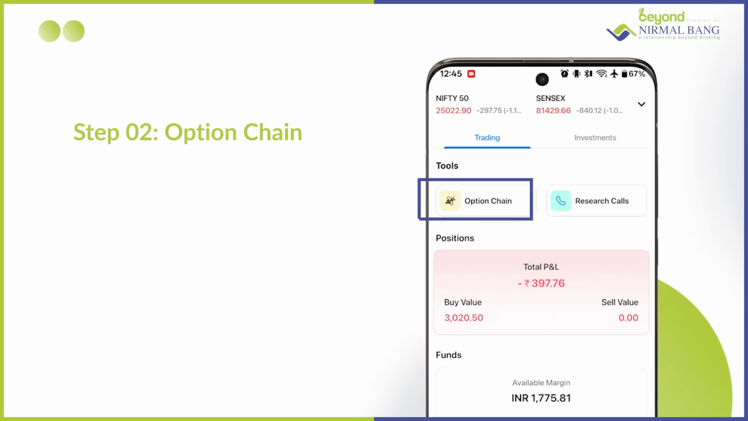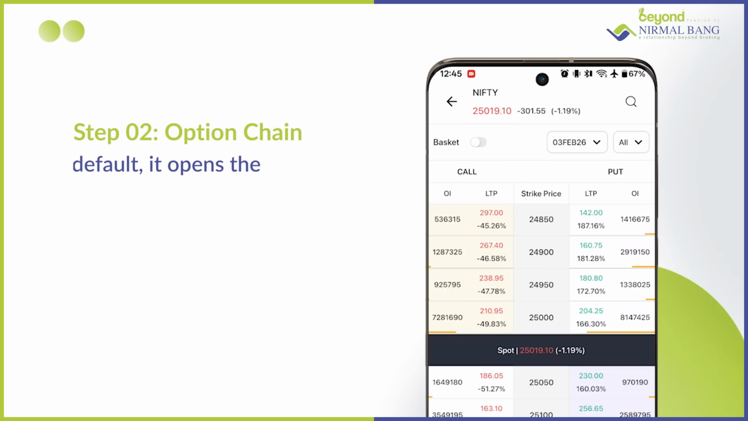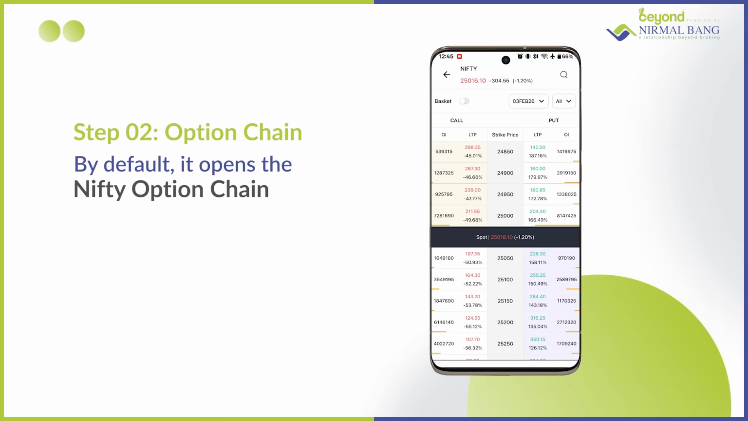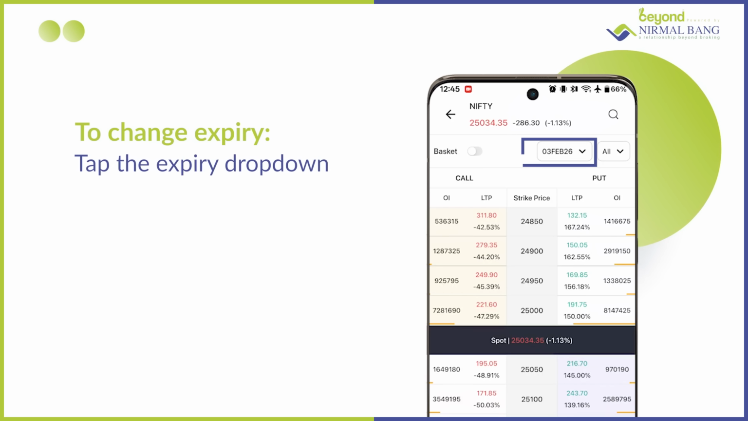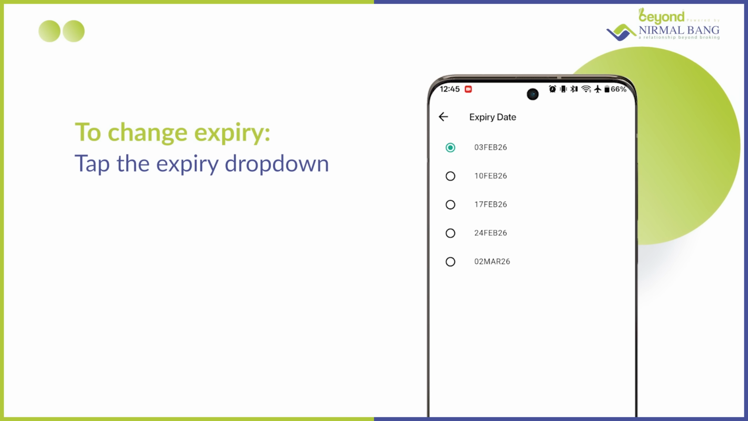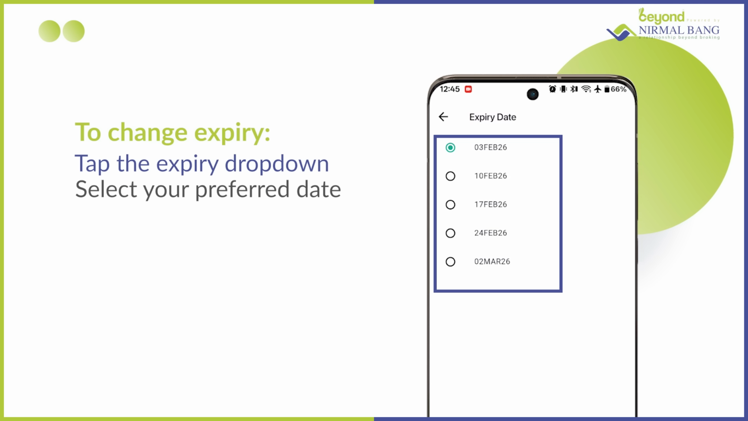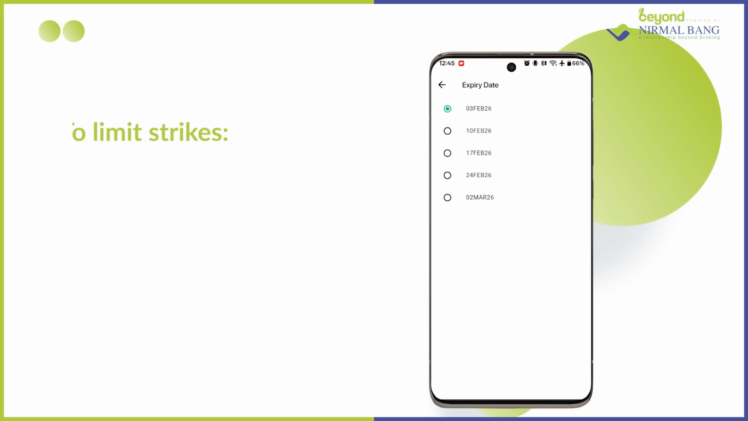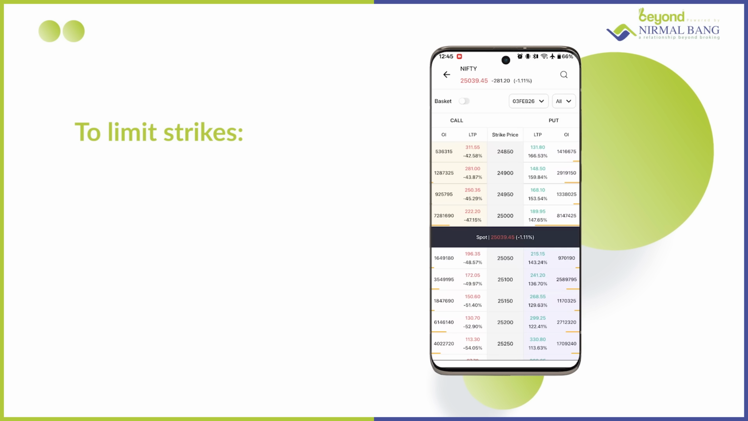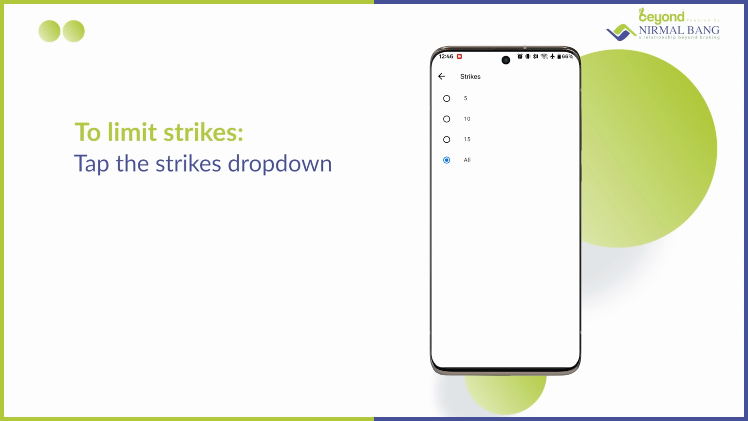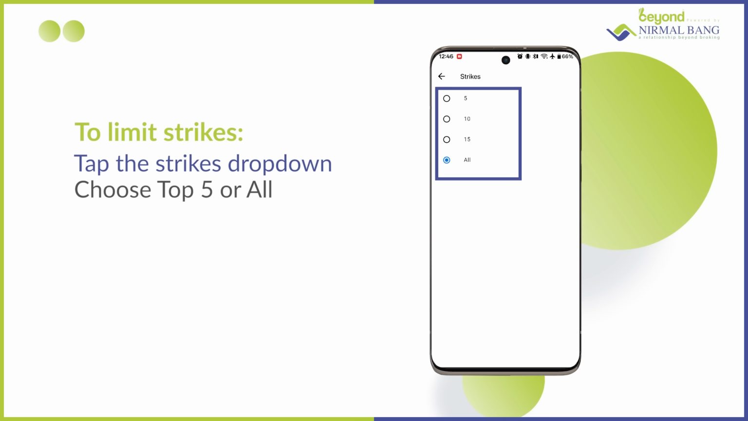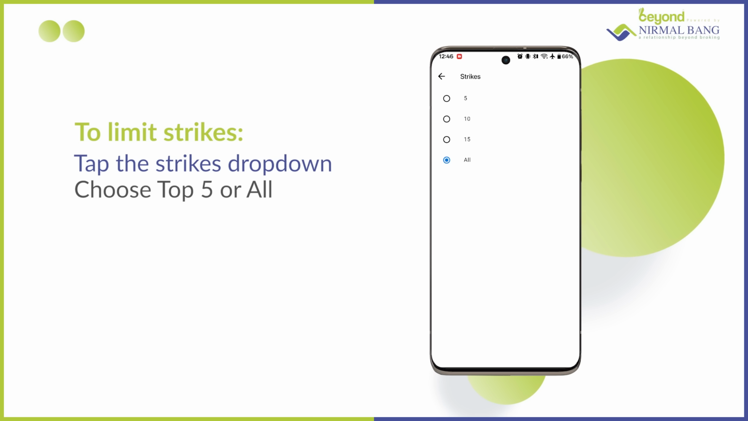Step 2. Let's tap on the option chain. By default, it shows the Nifty option chain. Now suppose you want to change the expiry, just tap on the drop down at the top. You will see multiple expiry dates. Select whichever one you prefer. If you don't want to see all the strikes and just want a limited view, tap on the strikes drop down and you can choose top 5 strikes or select all to view the complete option chain.